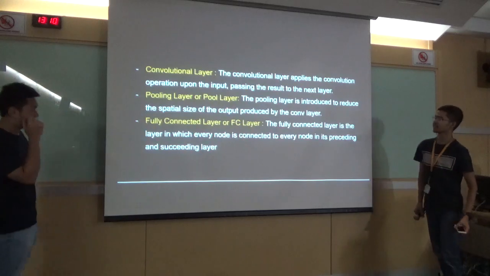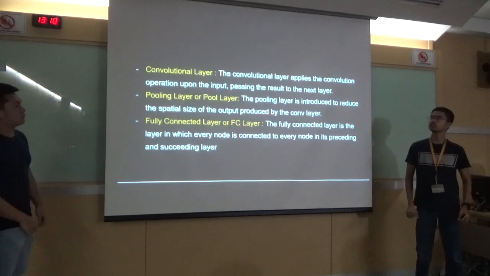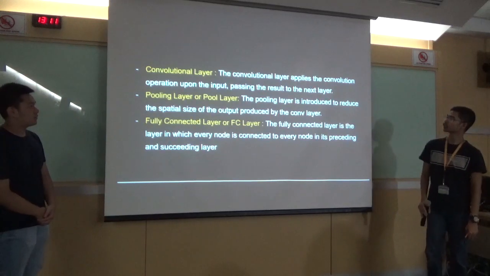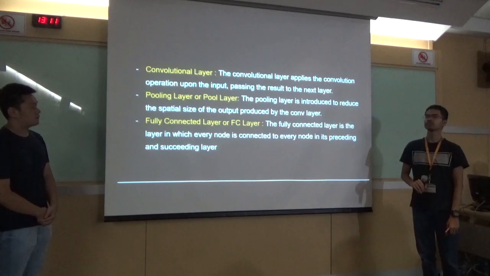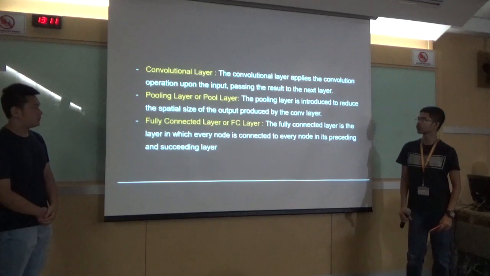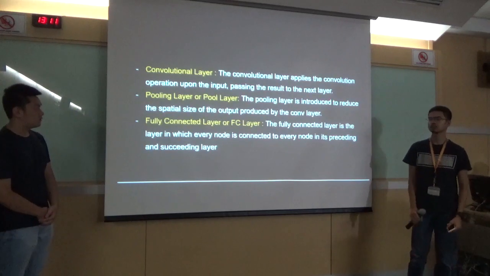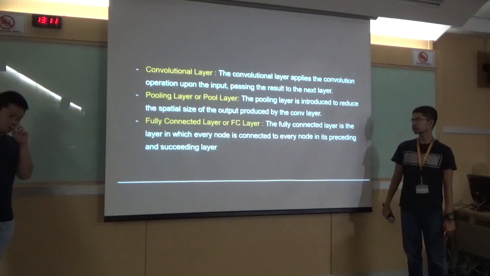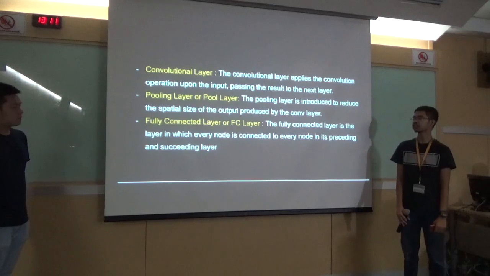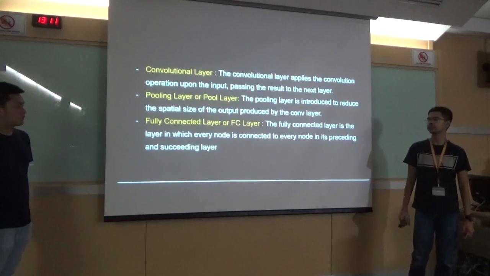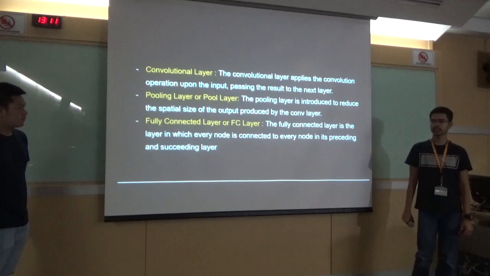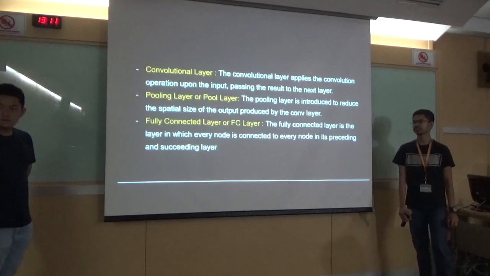So these are the layers of computer vision. The convolutional layer applies the convolution operation to the input, passing the result to the next layer. The pooling layer is introduced to reduce the spatial size of the output produced by the convolutional layer. The fully connected layer is the layer in which every node is connected to every node in its preceding and its succeeding layer.